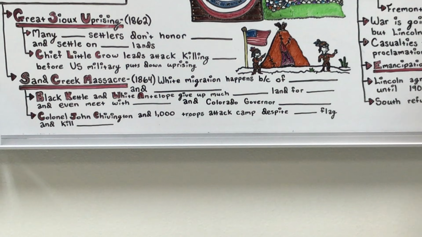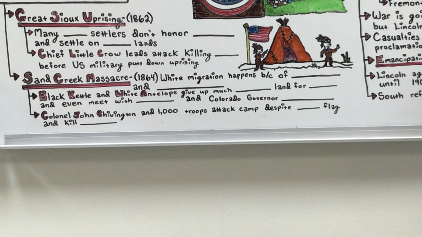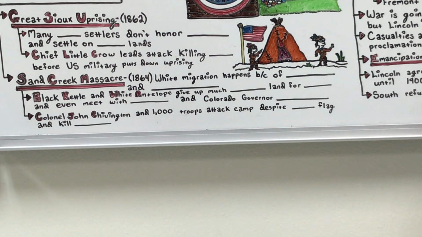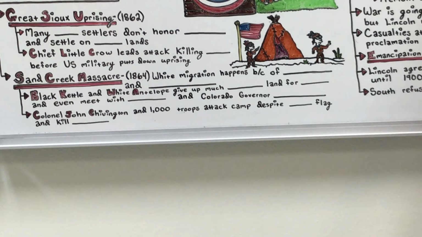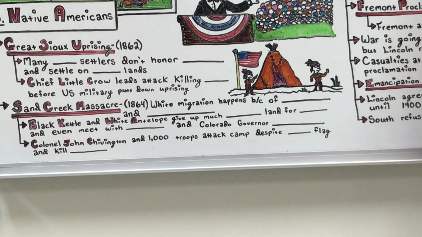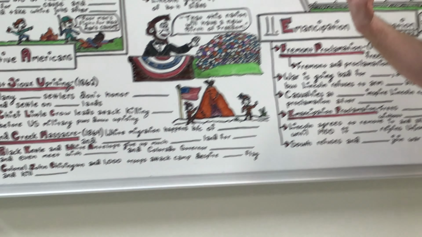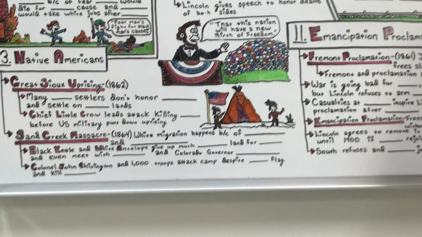Eventually, Colorado doesn't want them there, the governor doesn't, and Colonel John Chivington doesn't. And so they attack, and eventually it's going to turn into a bloodletting. It's cold temperatures, and the U.S. Army basically just shows up and starts killing people.